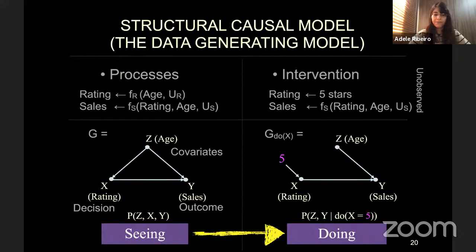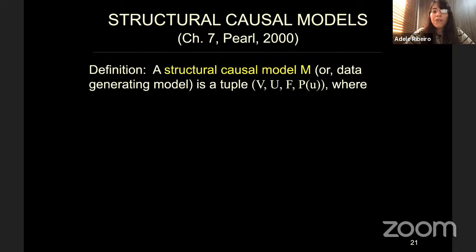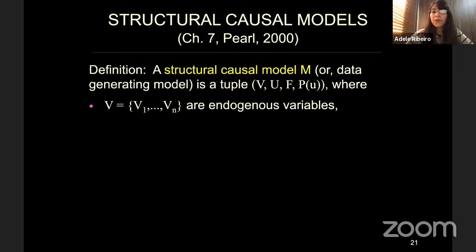The definition of structural causal model is in chapter 7 of the causality book by Pearl. I would like to give a more formal definition of this structural causal model. It's a tuple where the first element is a set of variables that are observed. We call them endogenous variables. Those are the variables that we have available.